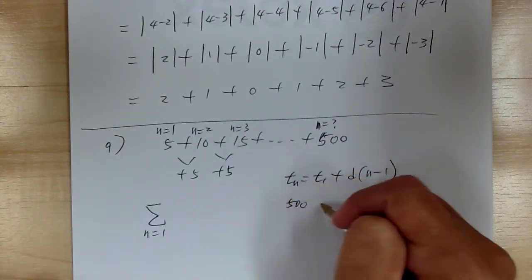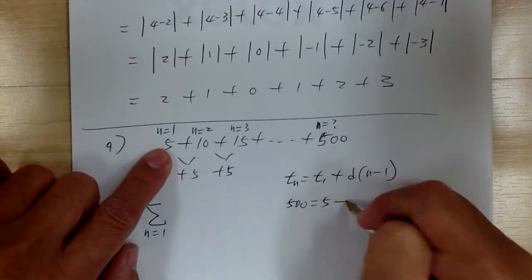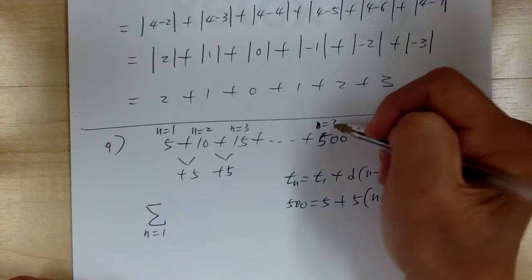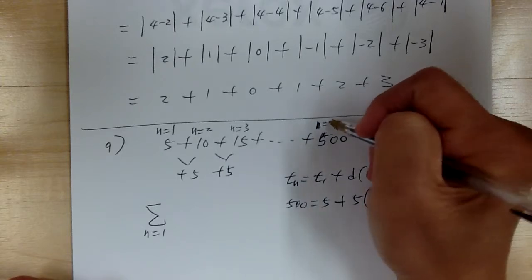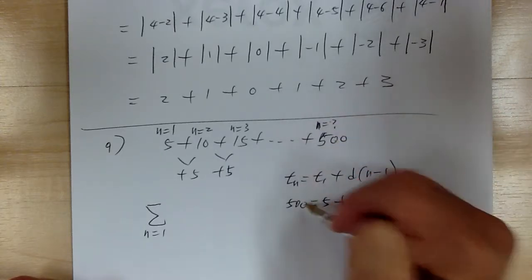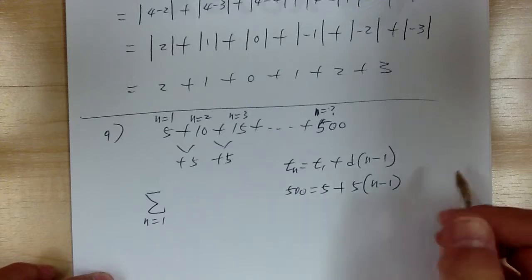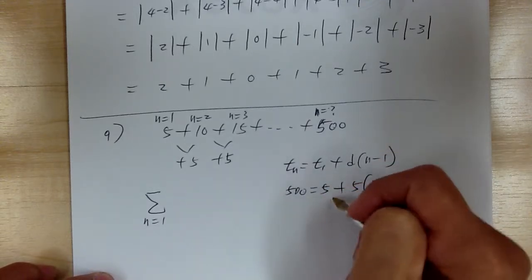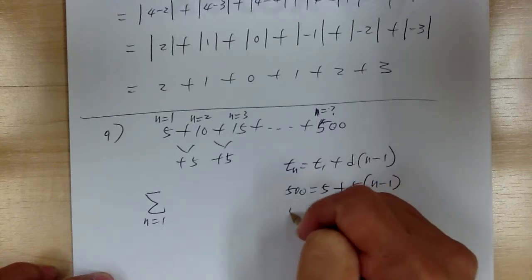And again, whatever you need to do is you use this formula. So 500 equals 5 plus 5 times (n minus 1). So you need to find what n is. Since you're looking for n for this number, you have to use this number over here. Okay, so you can go and work it out.